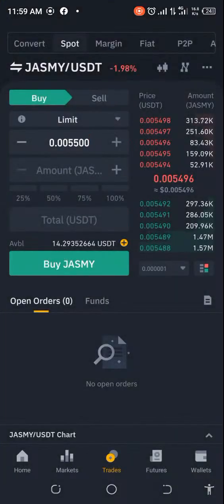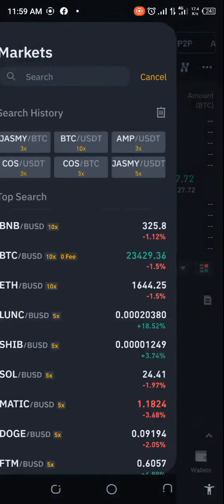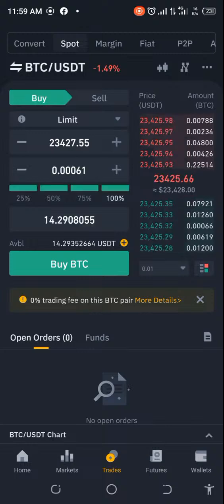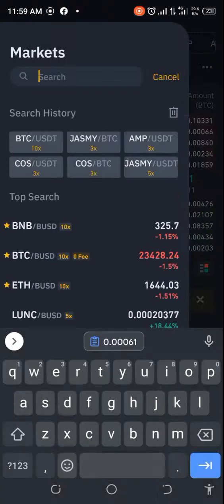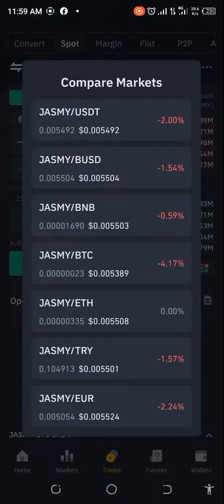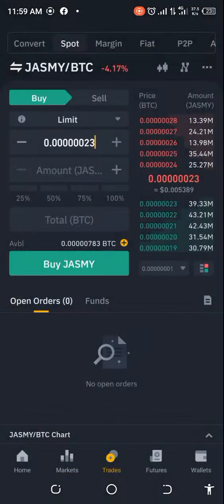So first of all, I'll have to buy BTC. It's important that we simulate first, right? Because that's going to help us know what we're doing. Let's do 100%. And then let's see, what we have is 0.0061. I'm going to copy that, and go back to Jasmine BTC. Let's check again before we go ahead, just to be sure that everything is still intact. Nothing has changed.